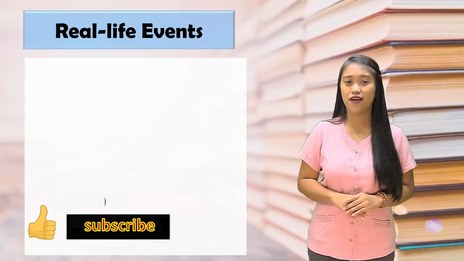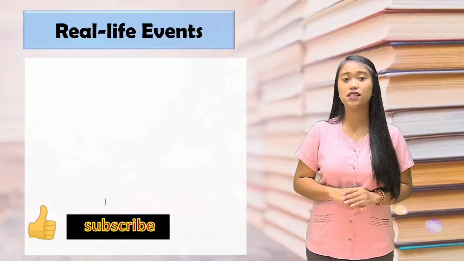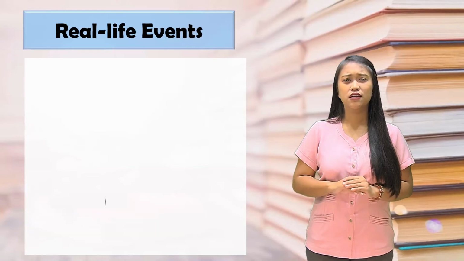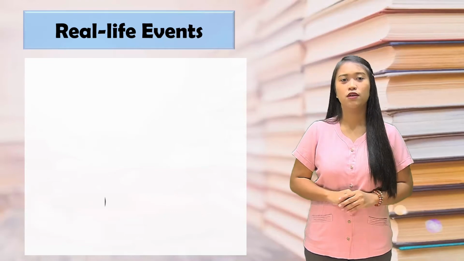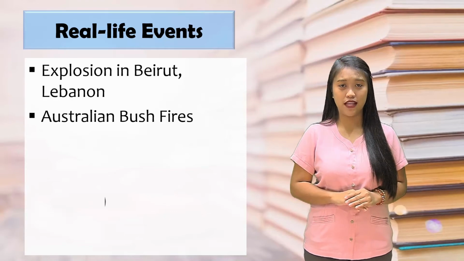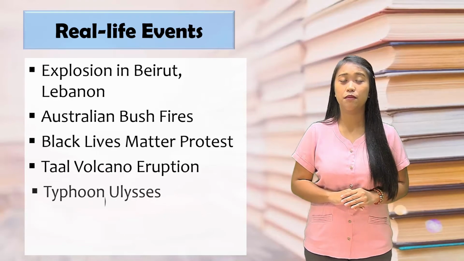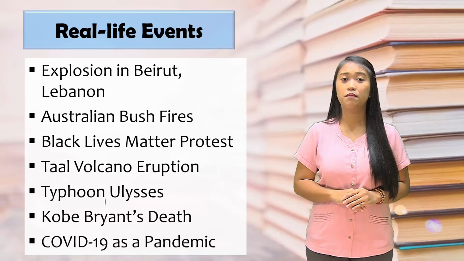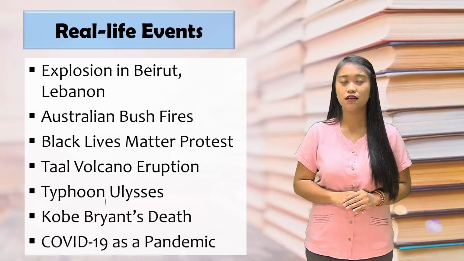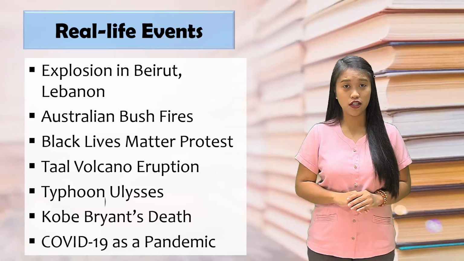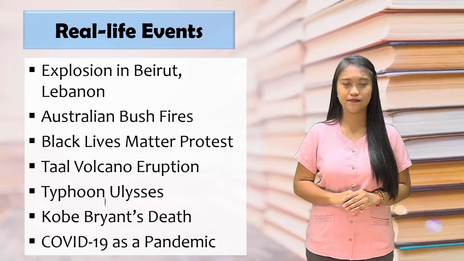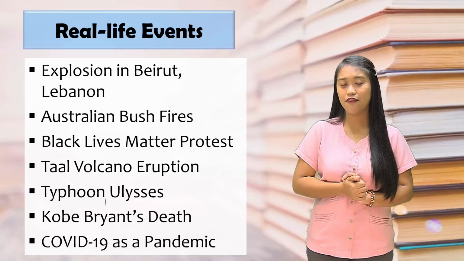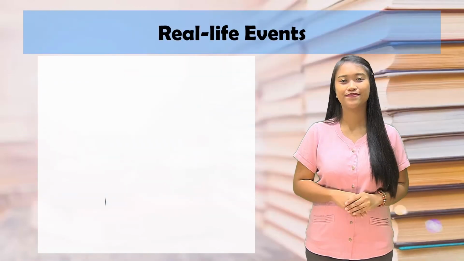These real-life events that I will say were just some of the very catastrophic events which happened this year. We have the explosion in Beirut, Lebanon. We have the Australian bushfires. We have the Black Lives Matter protest, the Taal volcano eruption, Typhoon Ulysses, Kobe Bryant's death, and COVID-19 as a pandemic. So let's have the answers.